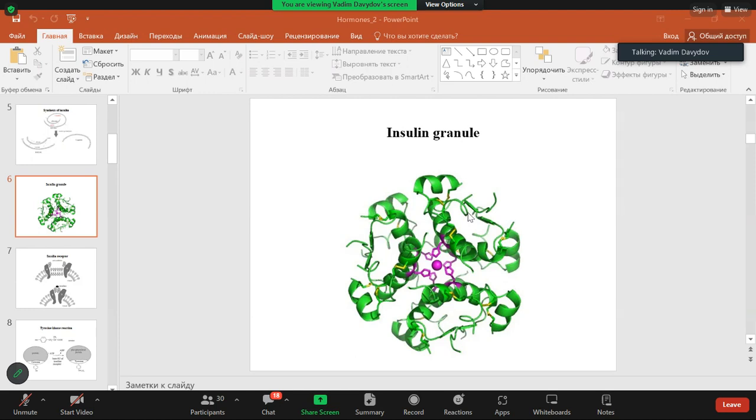From the other side, when glucose penetrates into the cytoplasm of the beta cell.